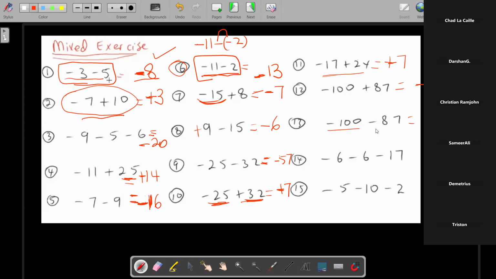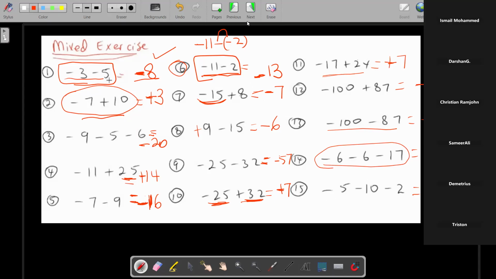This one, very simple. Same sign, so we sum them all together. Keep the same sign, -187. This one, same thing. Everything has the same sign, so we're going to sum them again. 6 add 6 is 12. 12 add 17 is 29. So we have -29. And the last one, same signs again, and I keep the same sign. 15 and 2 is 17, -17.